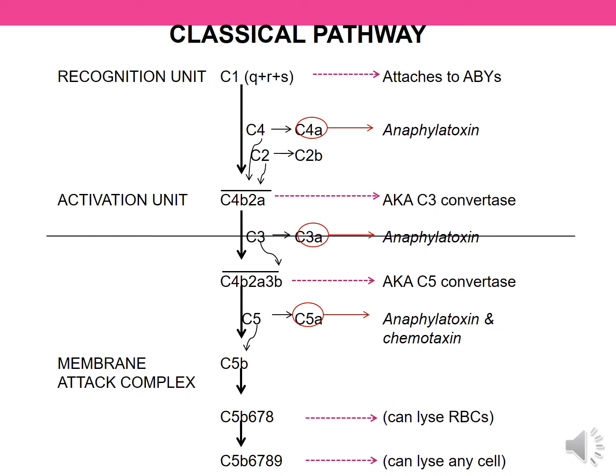Then we will have our C6, 7, and 8 come by and attach to our C5b, and this will be an enzyme. At this stage, remember that it can actually lyse a red blood cell, but not a nucleated cell. And finally, our C9s will come along. Remember, around 10 to 17 C9s will come along and join to C5b, 6, 7, and 8. And at this stage, it can lyse any cell.